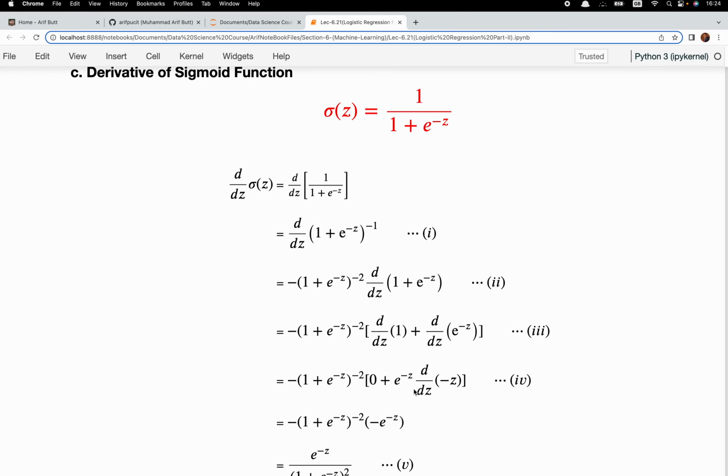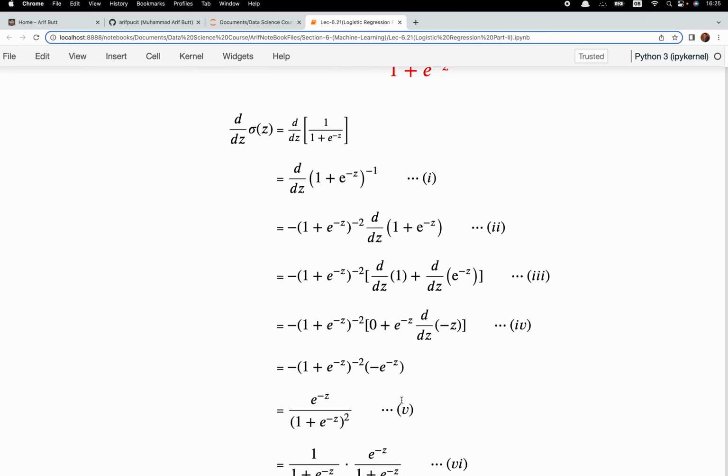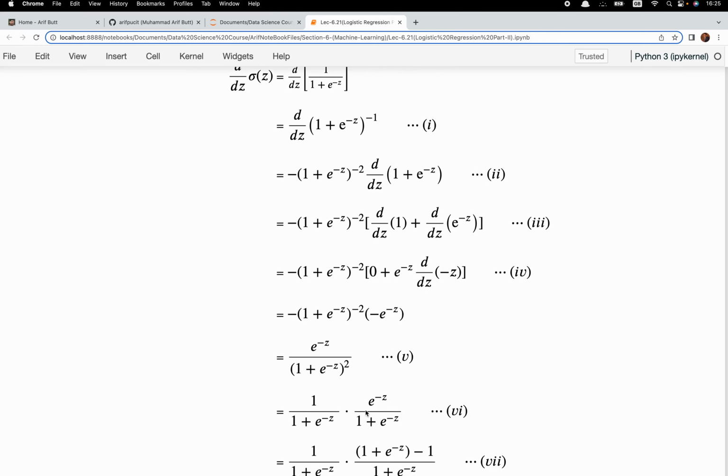In this equation 4, we have used the constant rule, so the derivative of 1 becomes 0. And for the derivative of this exponent term, we take the term out and multiply it with the derivative of its power. And finally, in this equation 5, I have written it as a product of two terms over here in equation 6. In 5, this is just a simplification.